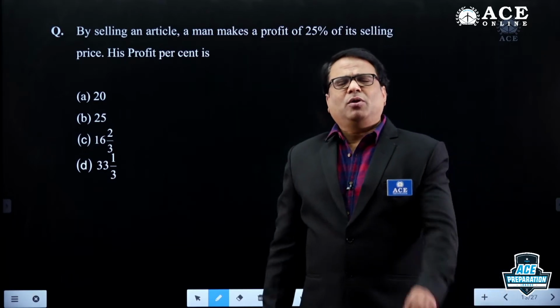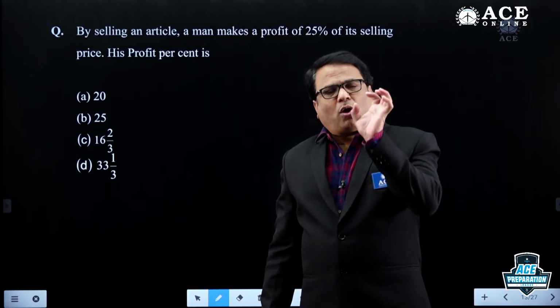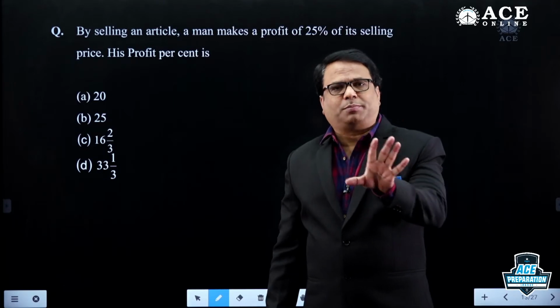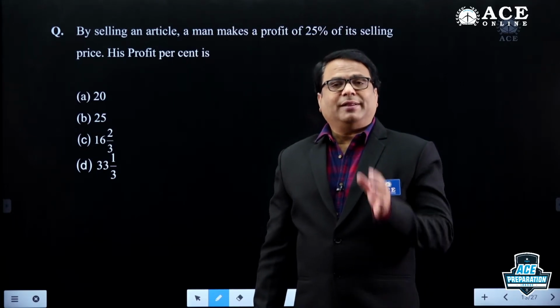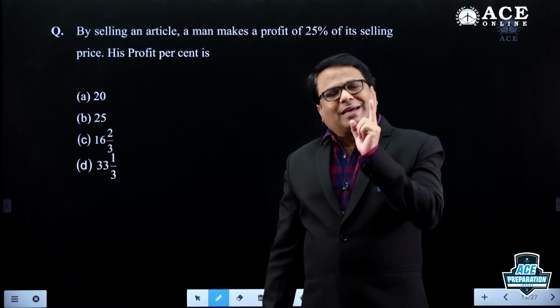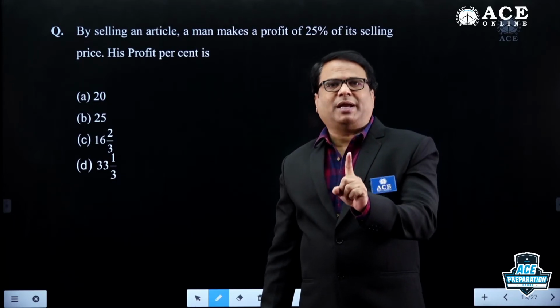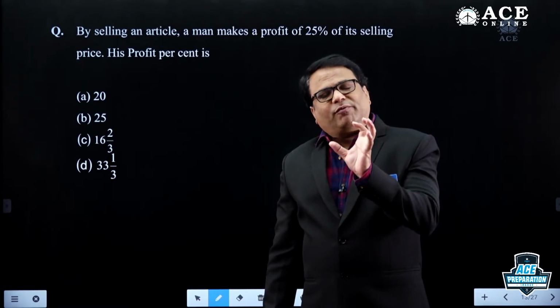But we all know that profit or loss should always be calculated on cost price, not on selling price. And in this problem, by mistake, they calculated the profit on selling price and he is getting 25%.